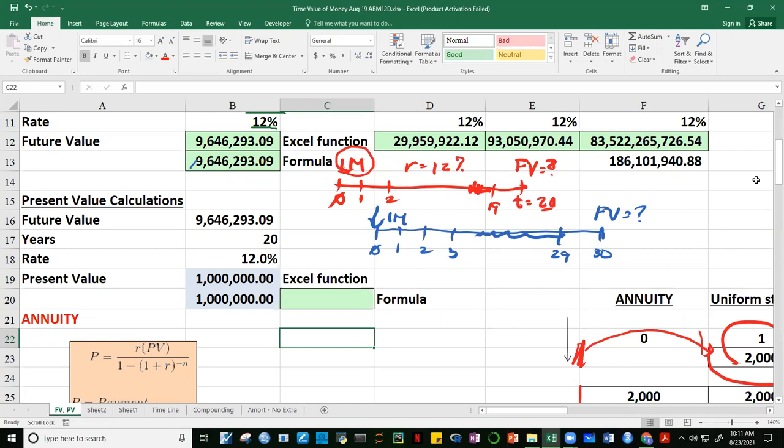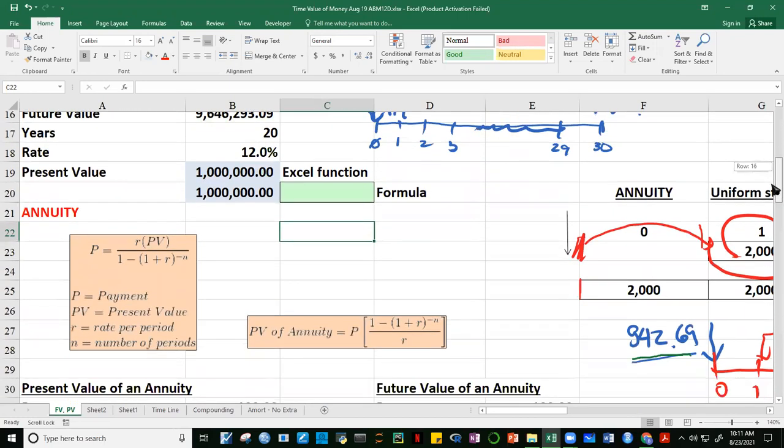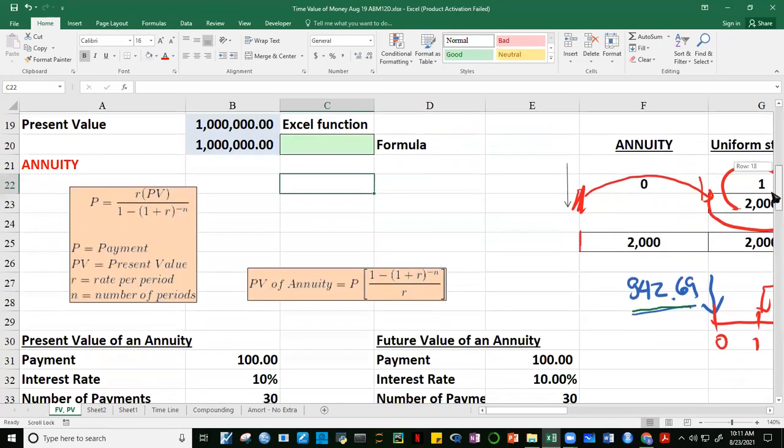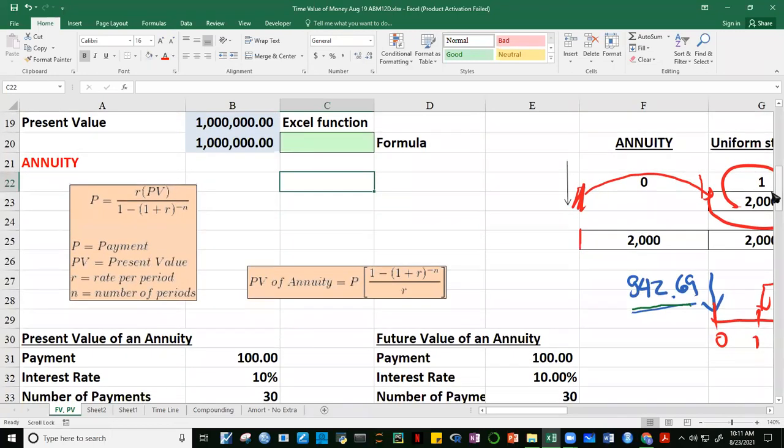Ito na yung annuity. And maraming transactions, guys, annuity yung nature ng transaction. Okay, we have two formulas here. Yung unang box, yung P is equal to, P there is an annuity. So this is the formula that we use if we're computing for the annuity. And this one naman is computing for the present value of the annuity. Okay? Present value of the annuity ito.